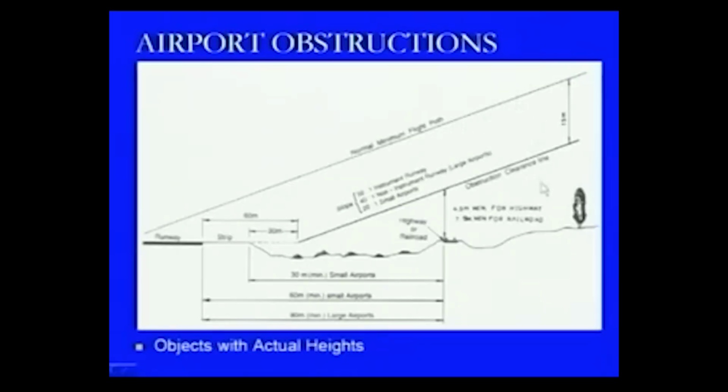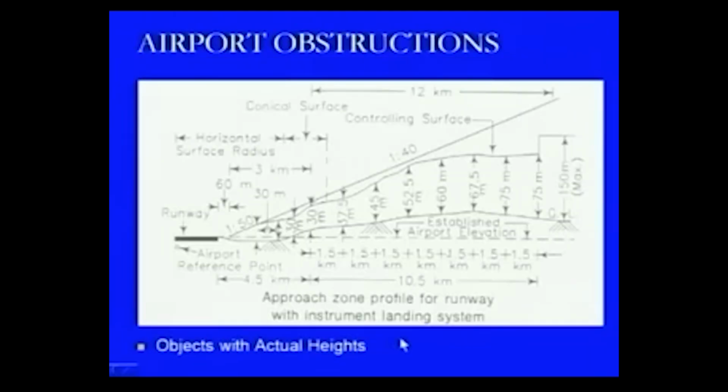So, that is a specification for the safe movement of aircraft. Now, in this diagram we will be looking at the actual heights of the objects with respect to the end of the runway. This is the runway, this is the end of the runway, and here there is somewhere the airport reference point with respect to which the elevations are measured.